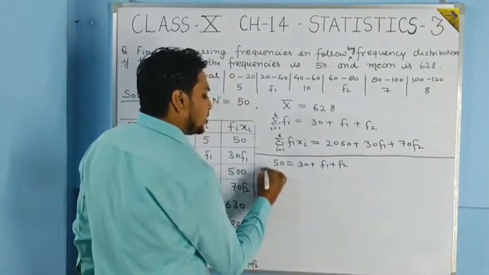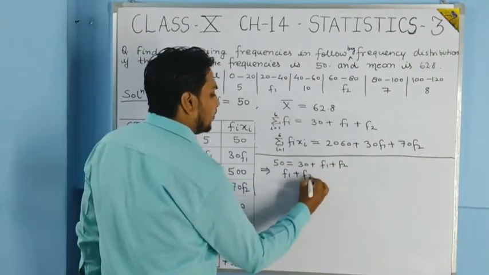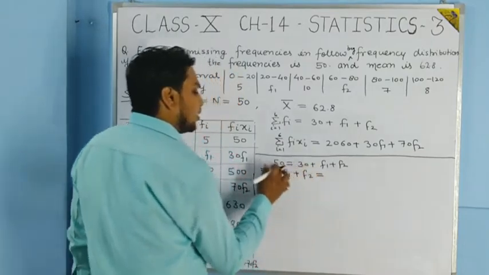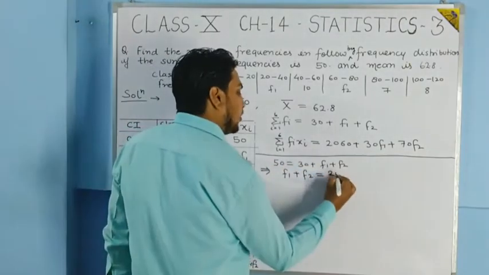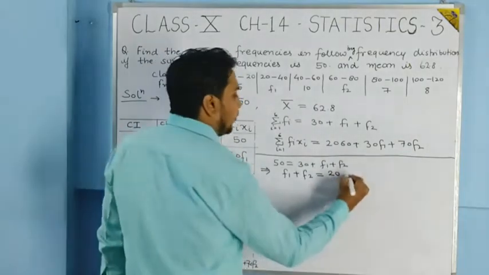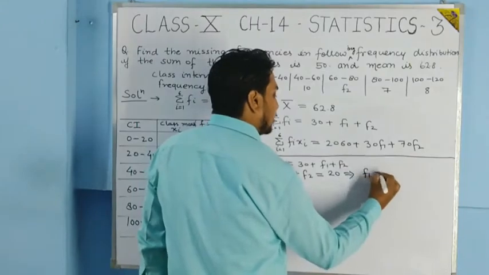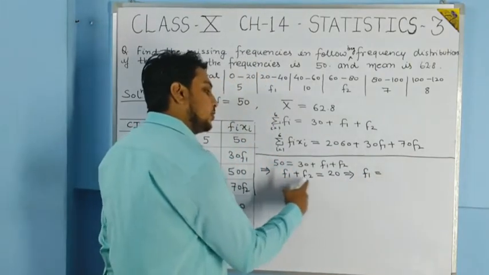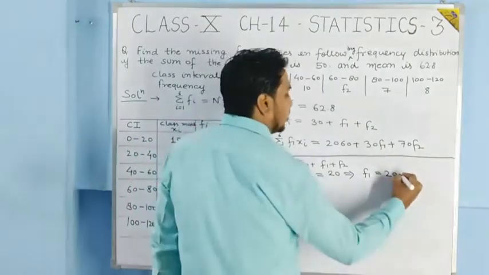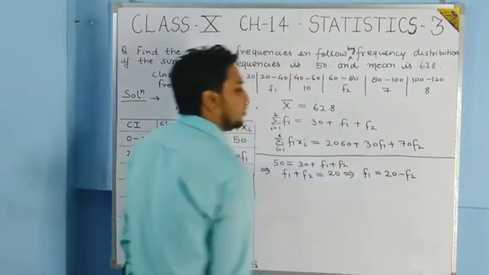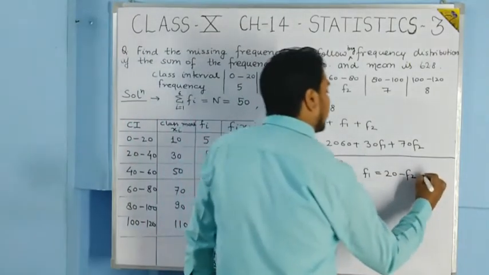Okay, from here students we can make one equation, and that equation will be F1 plus F2 is equal to, this 30 will be shifted, so 50 minus 30, that will be 20. From here students we can find the value of F1. Suppose F1 is equal to 20, and this F2 we can shift, so it will be 20 minus F2. Suppose this is your equation number 1.